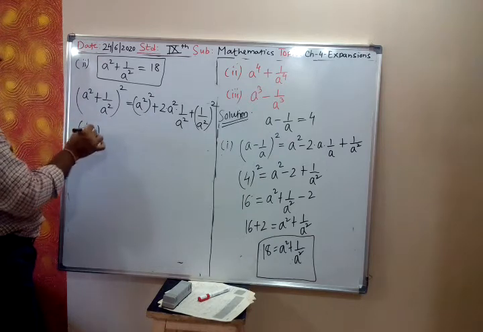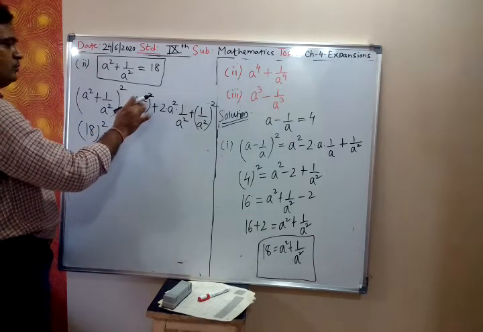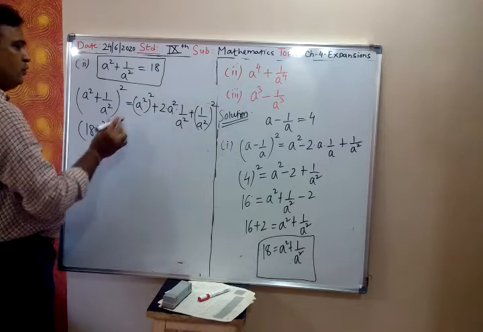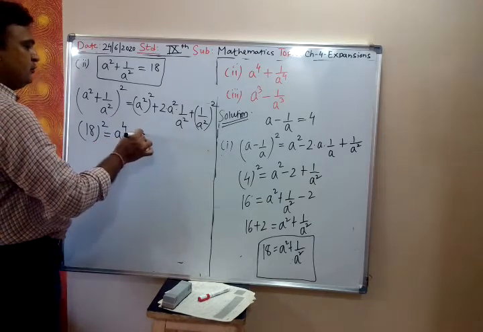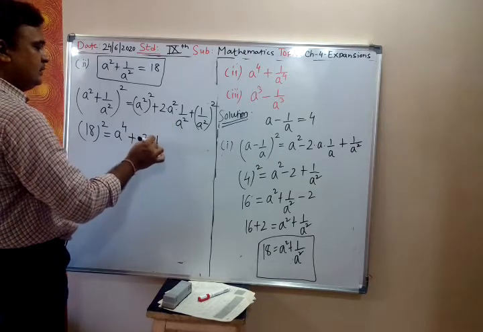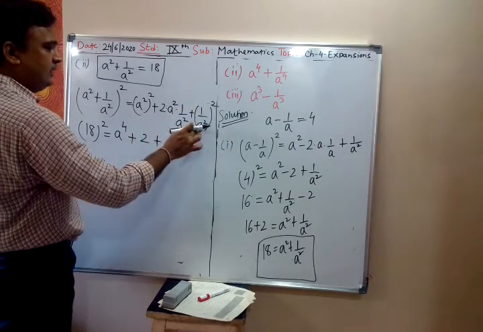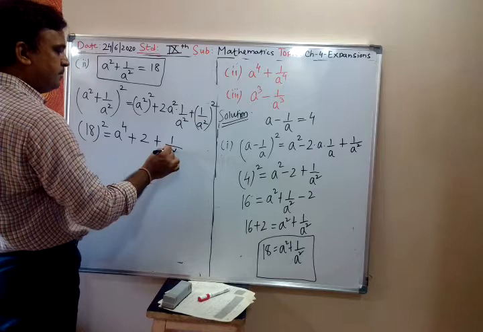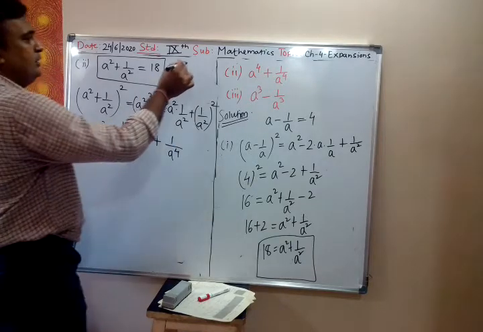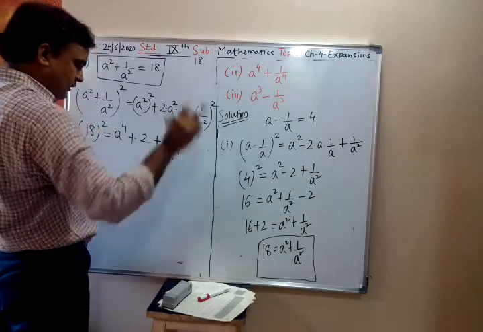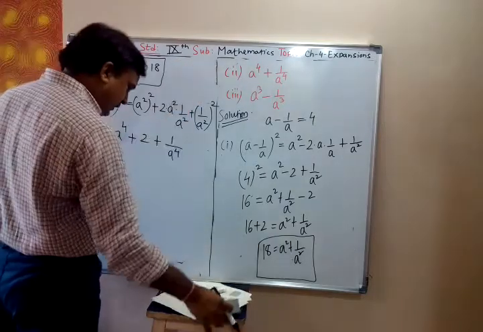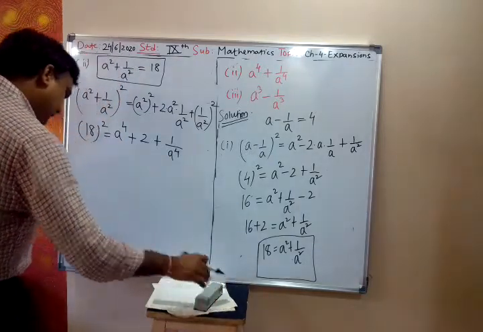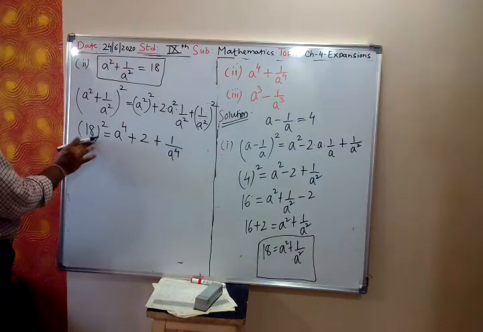So 18 square. For a square square, power raised to power, we multiply the powers, so 2 into 2 is 4, a raised to 4, plus 2 into a square, which gets cancelled, plus 1 square is 1. Then again a square square, so a raised to 2 raised to 2 is a raised to 4. So 18 square, 18 into 18 is 324.